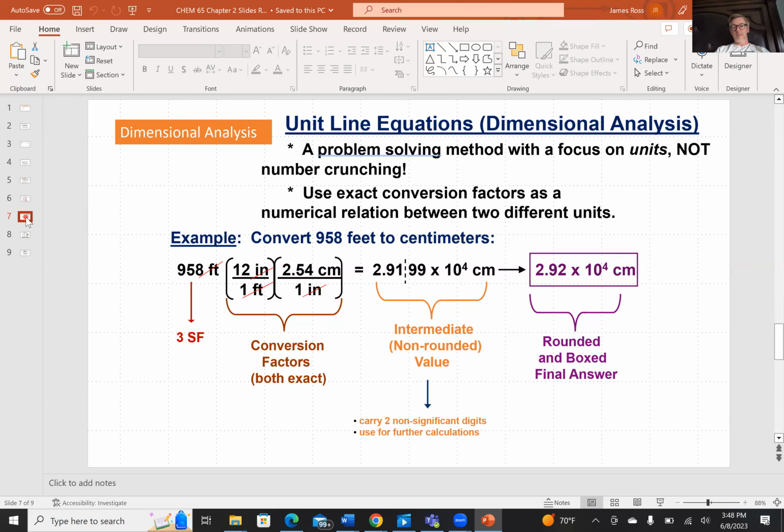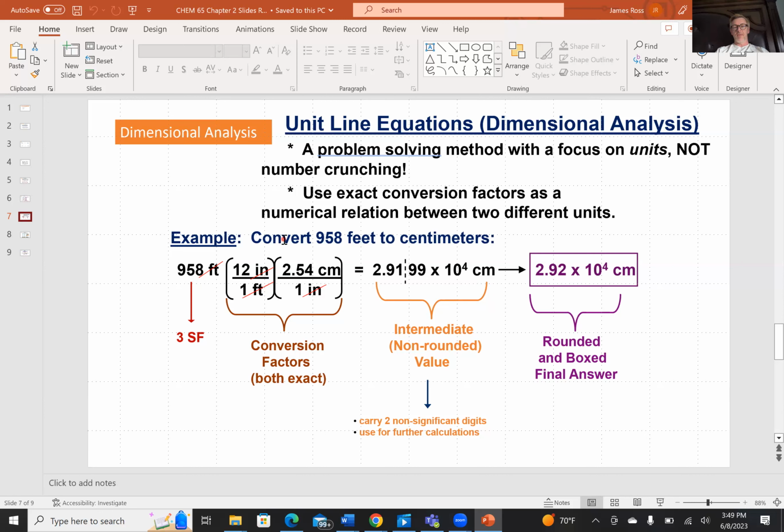Dimensional analysis comes by a couple of different names. You can call it factor labeling. You can call it unit line equations. It's essentially a method to do calculations that's promoted and used often in science classes. It uses equalities to convert input into output.